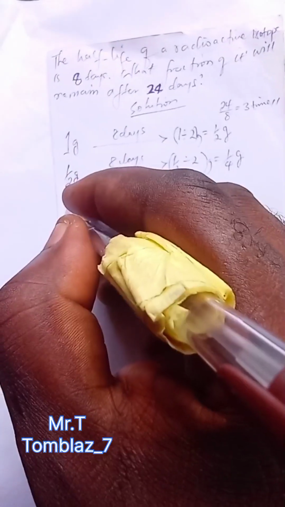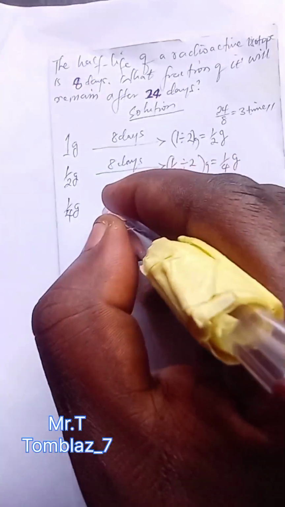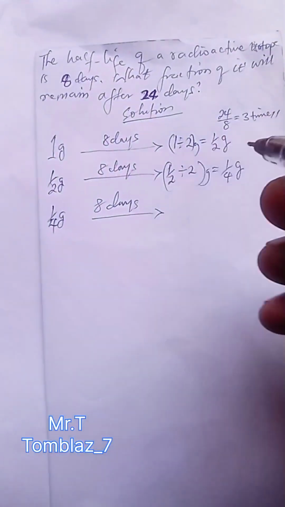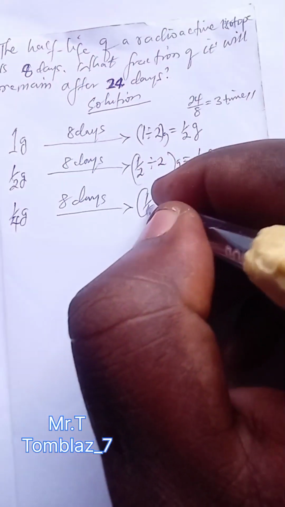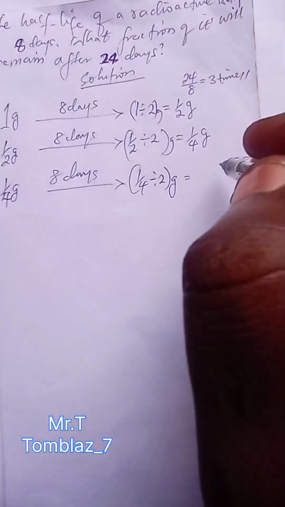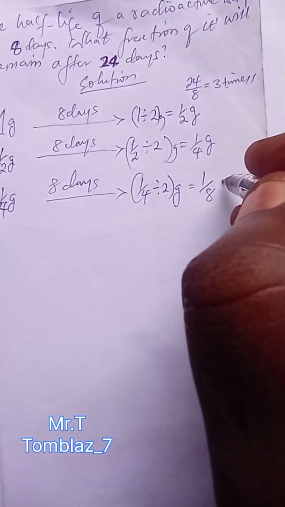Now remember, we're going for only 3 times. So for the next one, we're going to be having 1 over 4 grams for the next 8 days. We'll then be having 1 over 4 divided by 2 again grams, which will give you 1 over 8 grams.